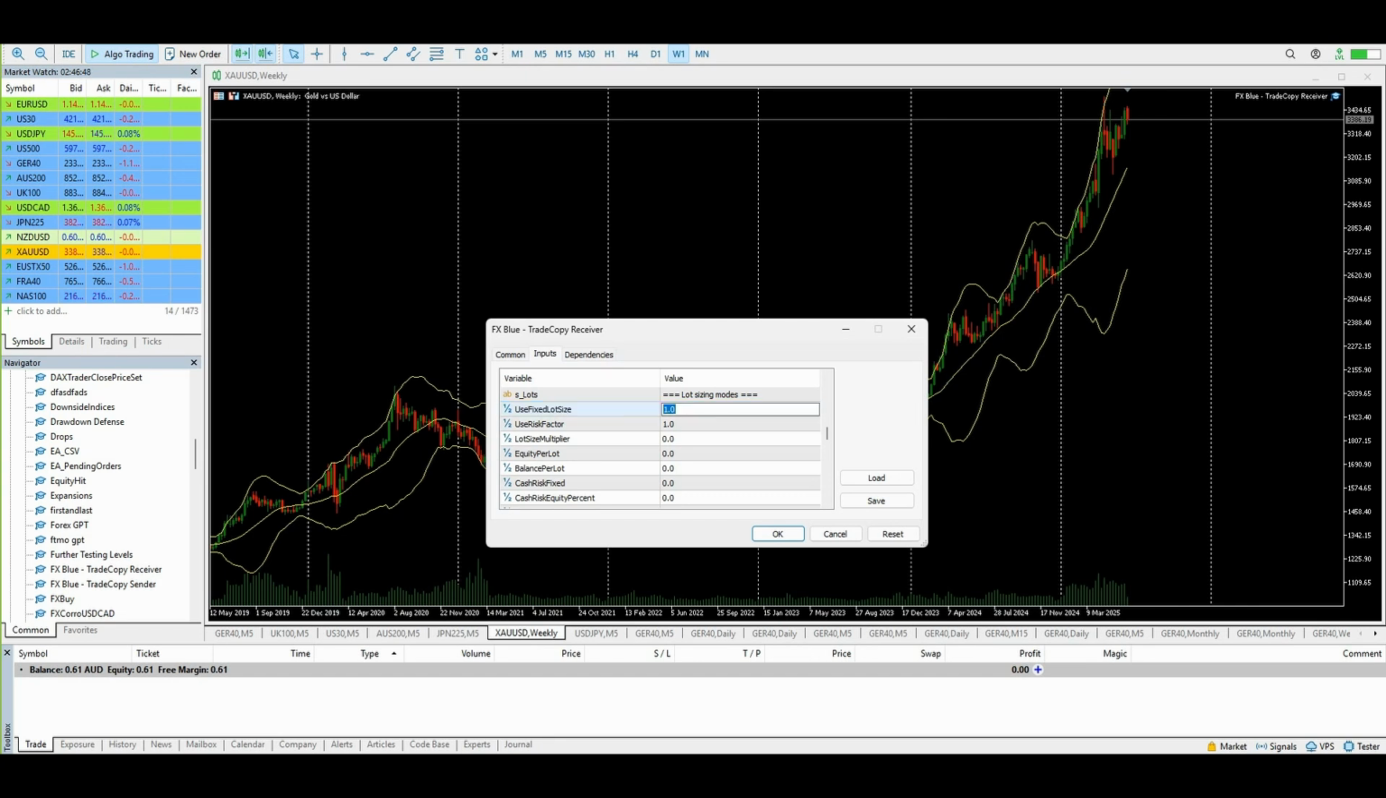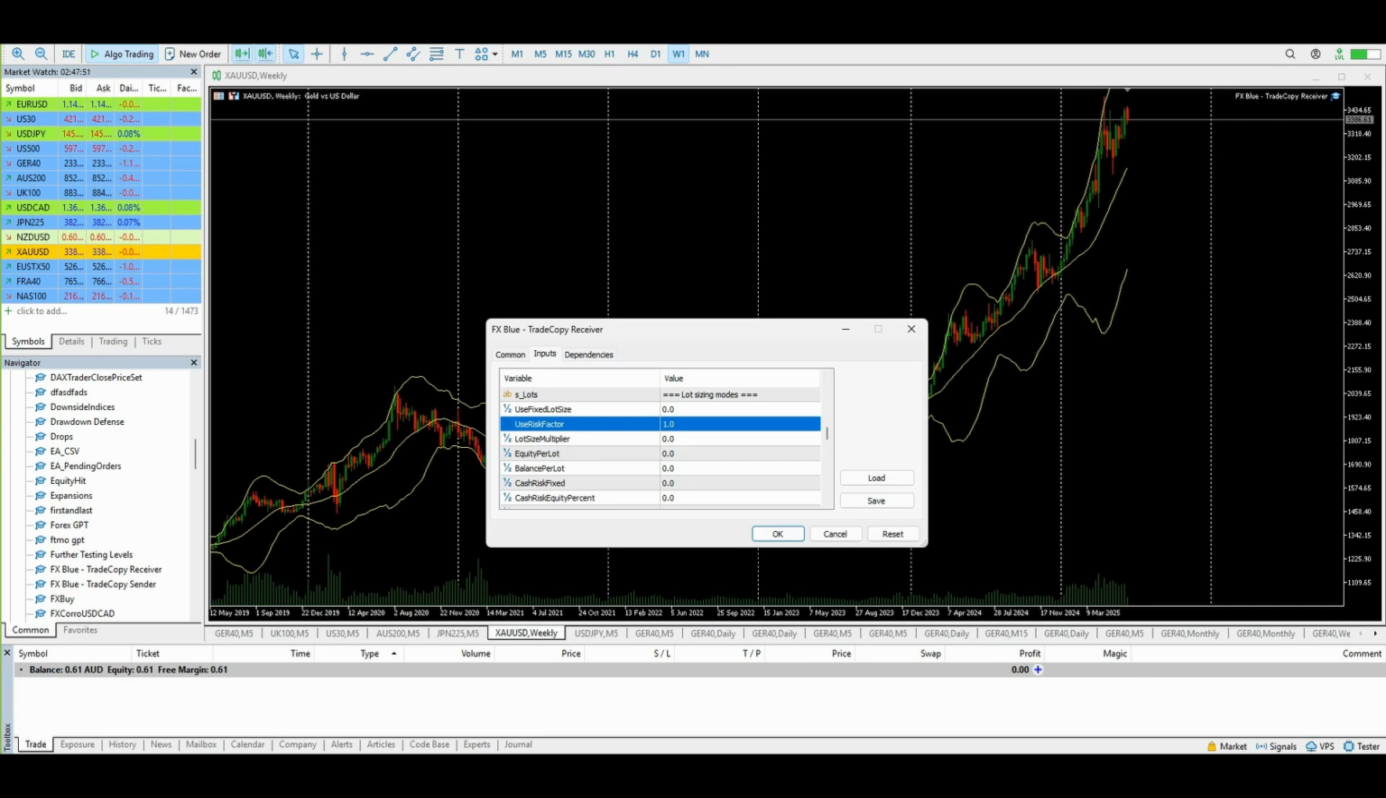It's also important to make sure that only one option is showing a value here. So I'm going to change this back to 0. So this option is more for if you only use the one fixed lot size across the whole account, regardless of the type of trade, the symbol, and so on.